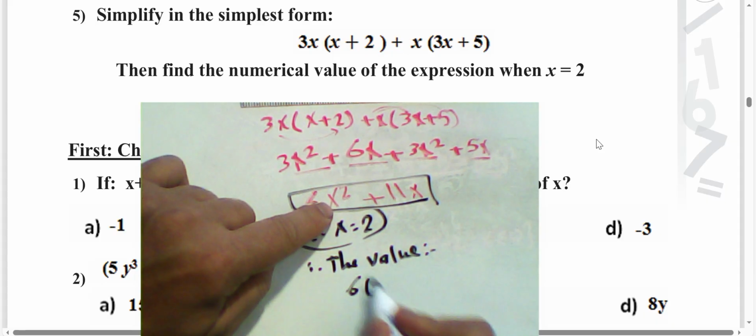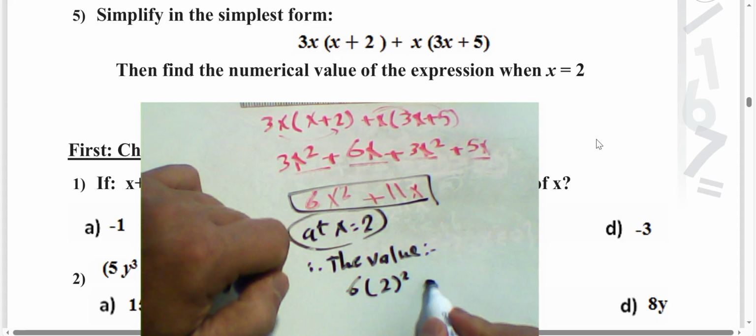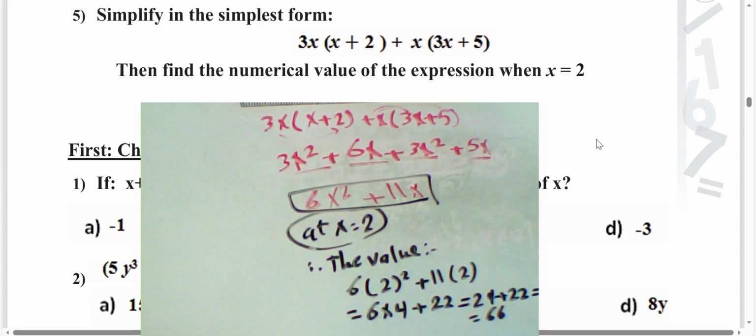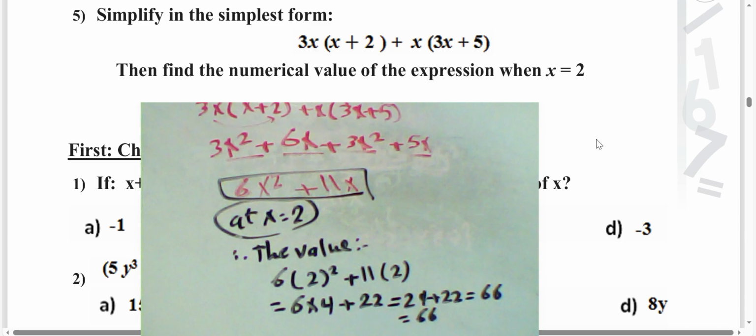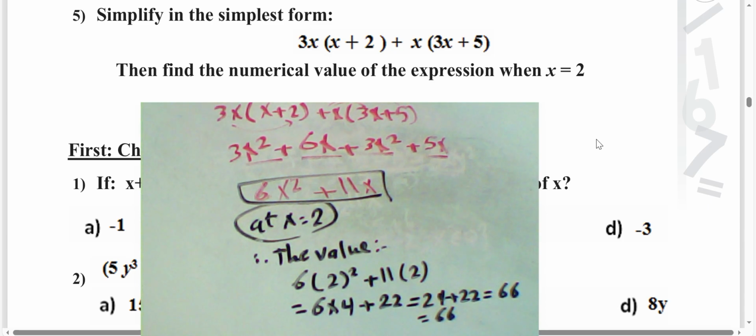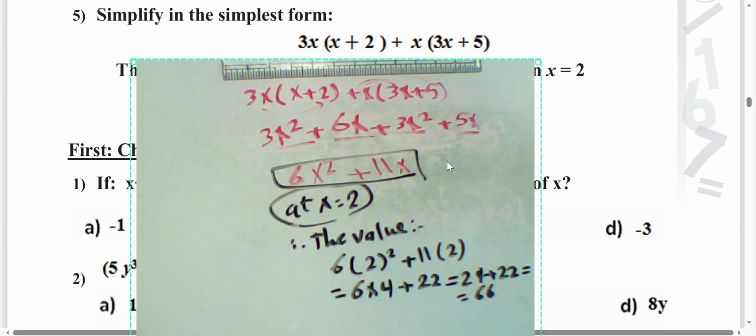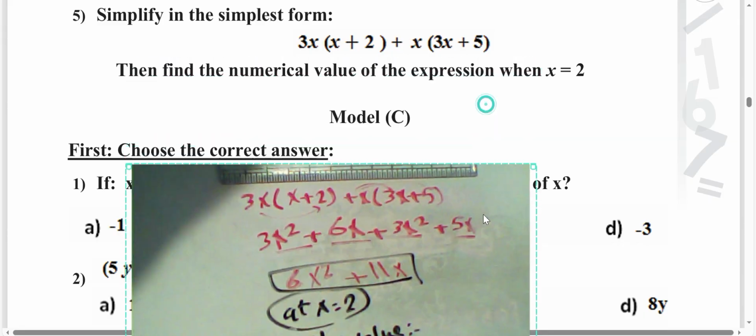Then we have 6 multiplied by 2 multiplied by 2 plus 11 multiplied by 2. Then we have 6 times 2 power 2, which is 4, plus 2 times 11 is 22. 6 times 4 is 24, plus 22 equals 66. Then the answer will be 66, the simplest answer for this question. Okay, the answer will be 66. Okay, understood? Next question down.